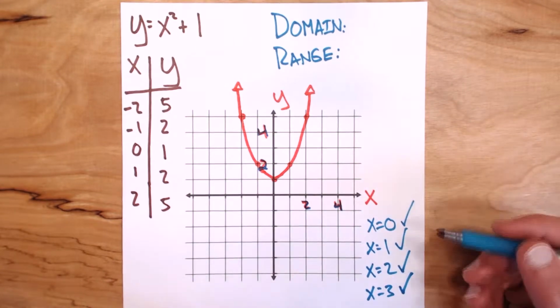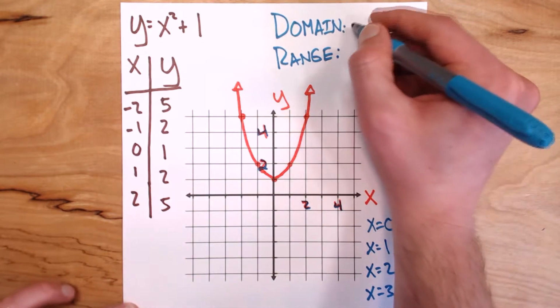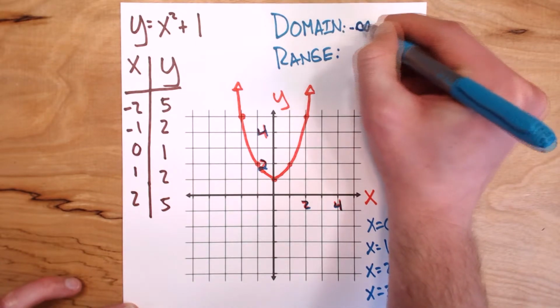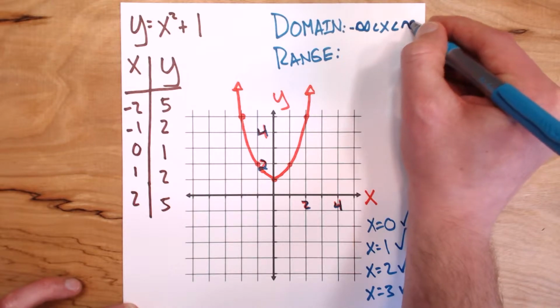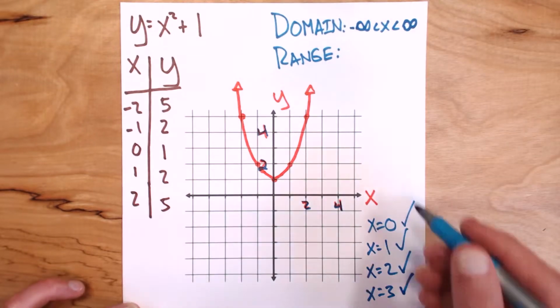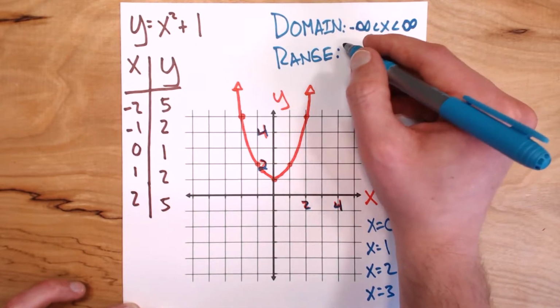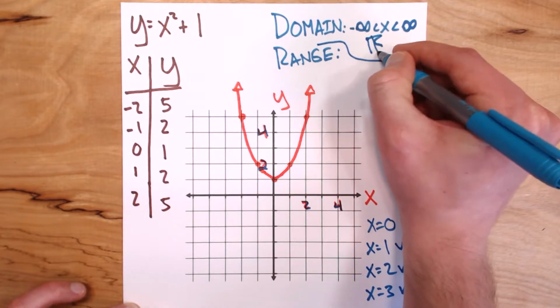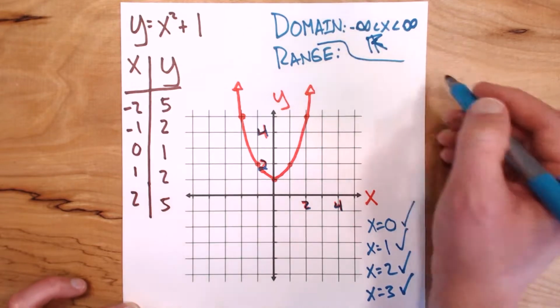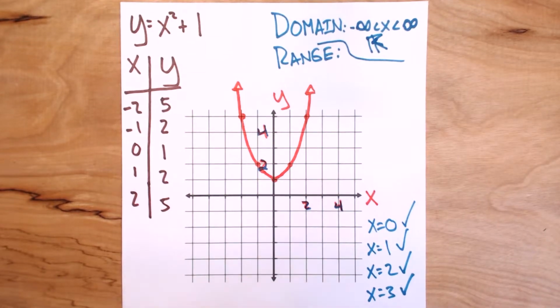So the way we write that, there are two ways to write it. Way number one is we say negative infinity is less than x is less than infinity. The other way to write it is this fancy looking R. I'm going to block this off here, so we make an R with two lines like that. And that means all real numbers. So x can be all real numbers, negative infinity all the way to positive infinity.